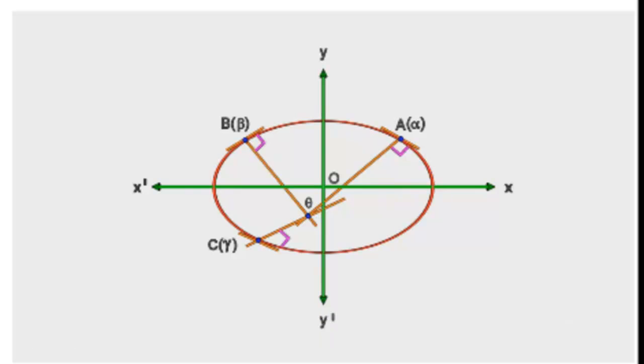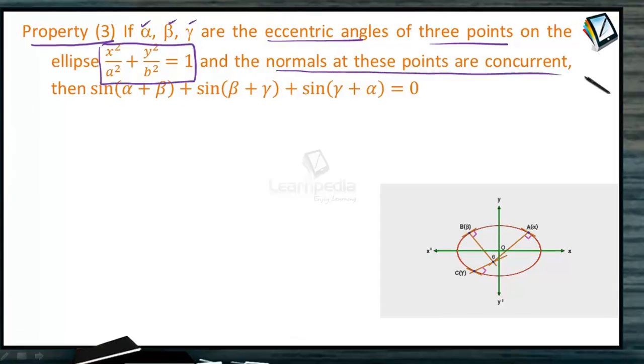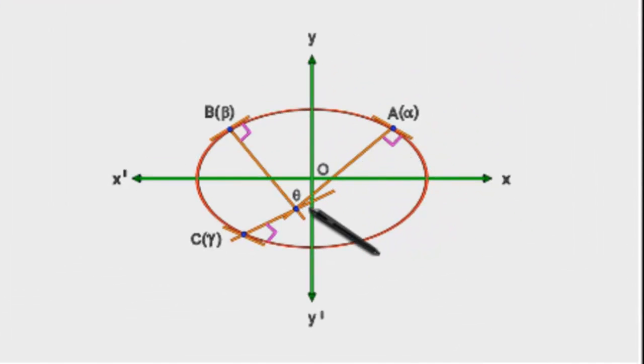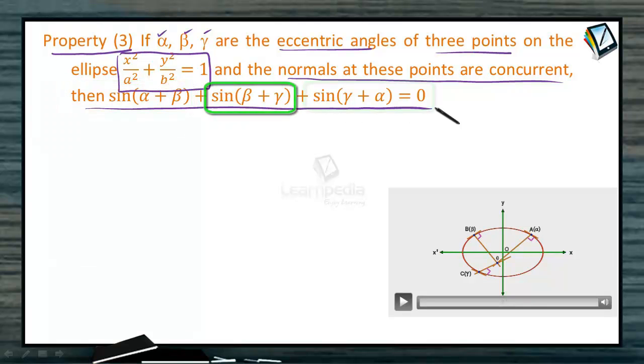So the question here is, if alpha, beta, gamma are the three eccentric angles of three points on the ellipse x square by a square plus y square by b square equal to 1, and the normals at these points are concurrent, these normals are concurrent at this point, then we are asked to show that sine of alpha plus beta plus sine of beta plus gamma plus sine of gamma plus alpha is 0. We'll prove this using the previous property, where alpha, beta, gamma are the eccentric angles of three points.